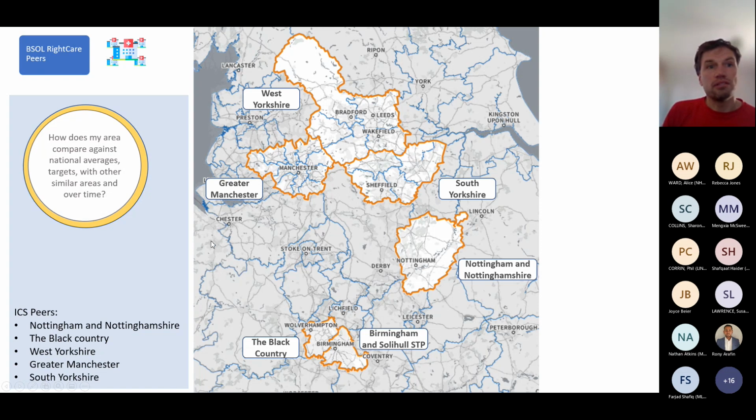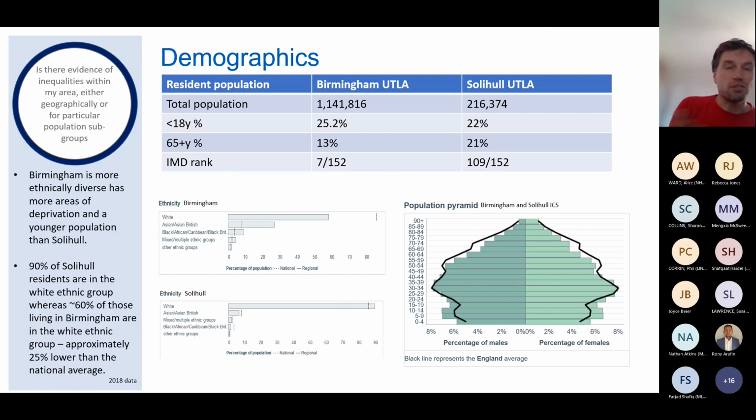I like to present the context, so you know who your peers are and who you're positioning yourself against. These are the peers for BSOL: Black Country, and other industrial centres in the north, Nottingham, Manchester, Leeds, Sheffield. Then again baseline characteristics, so that's what we're comparing to. What does that population look like? What are the demographics?